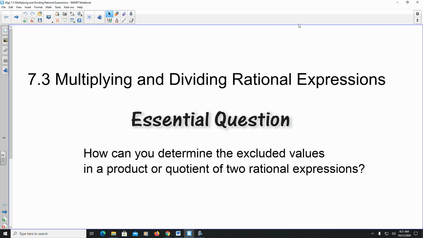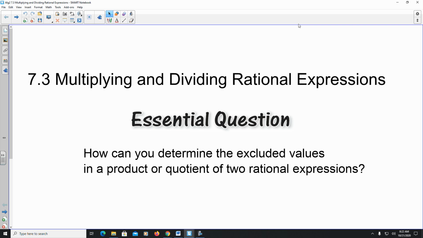Welcome to the video. In this lesson, we're going to be looking at section 7.3, where we're going to be multiplying and dividing rational expressions. The first thing that gets asked of us here in the essential question is: how can you determine an excluded value in a product or quotient of two rational expressions?